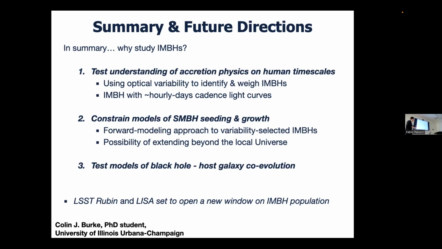And then another thing I haven't talked about at all, but which fits in with this science picture, is tests of black hole host galaxy coevolution in the IMBH regime. That's a super exciting window into this black hole host galaxy coevolution-or-not problem. IMBHs might give us a new window into that. So LSST Rubin, and also LISA, which I haven't talked about either, are really set to open up a new window on the IMBH population. And I hope this work can help us do that.